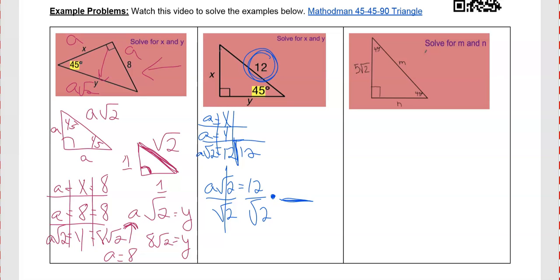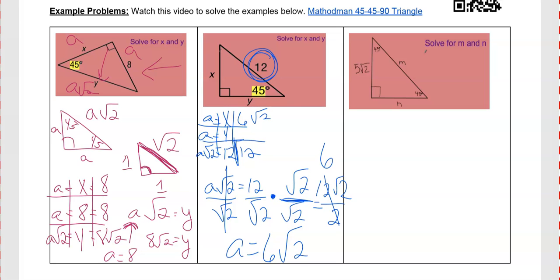All right, so what we do is we're going to multiply it by square root of 2 over square root of 2. And the reason we're using that form of 1 is that square root of 2 times square root of 2 is 2. 12 times square root of 2 is 12 square root of 2. But 12 is divisible by 2 to get 6, so we get 6 square root of 2. So x and y are both 6 square root of 2.